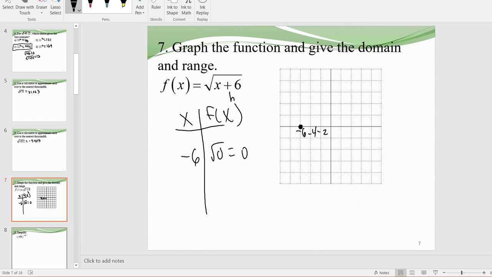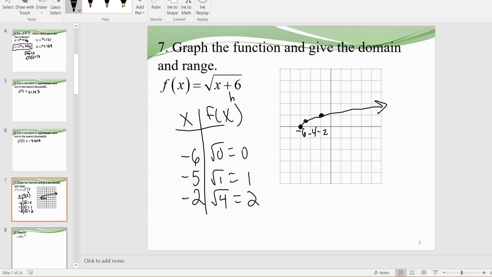That's enough to give kind of a sketch. Since it's a square root, I know what it's going to look like. If you're not sure, check a number right after that. Negative 5 plus 6 would be the square root of 1, which is 1. I could check -4, but that's not going to be nice. -3, -2. Why do I like -2? Because -2 plus 6 is 4, and the square root of 4 is 2. So -2, 2. So this is not a straight line.